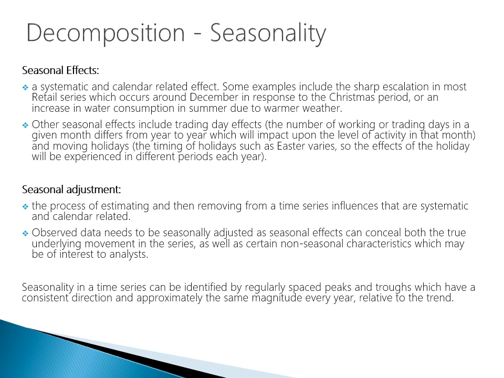Seasonality in a time series can be identified by regularly spaced peaks and troughs, which have a consistent direction and approximately the same magnitude every year relative to the trend. And this is an important idea when we're looking at the seasonal components.